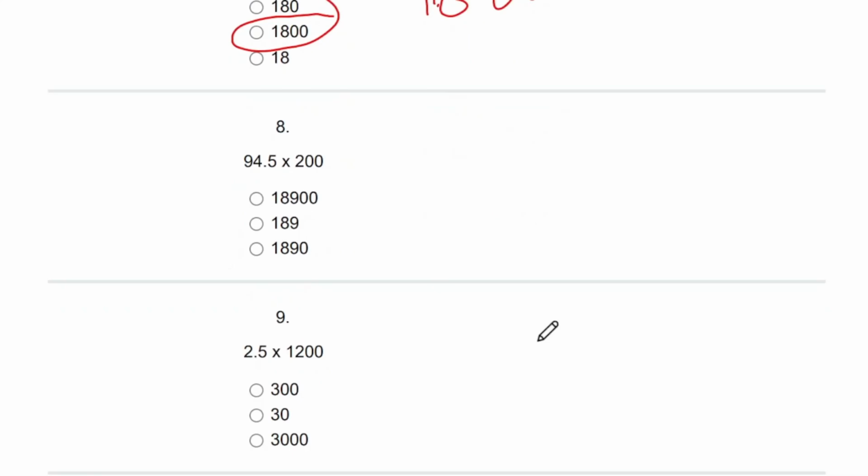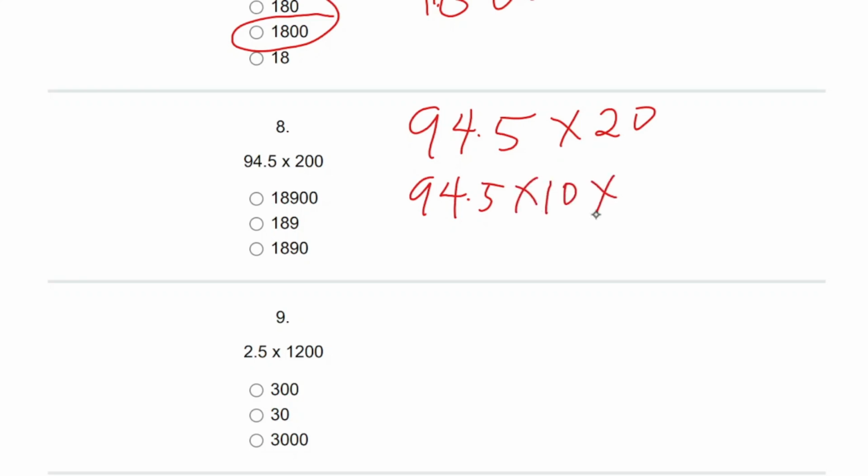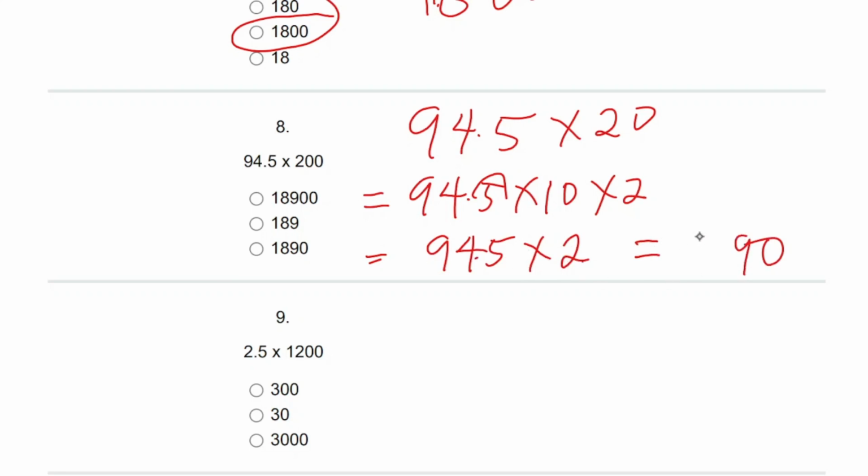All right, so the next one, 94.5 times 20. So we'll first start with 94.5 times 10 times 2. So we move it to the right. That's going to be 945 times 2. So this is 10, 0, you carry 1, 8. That's going to give you 9 and 18. 1890. So which is this one.